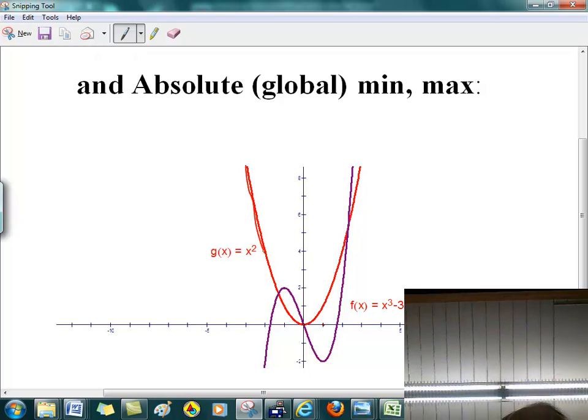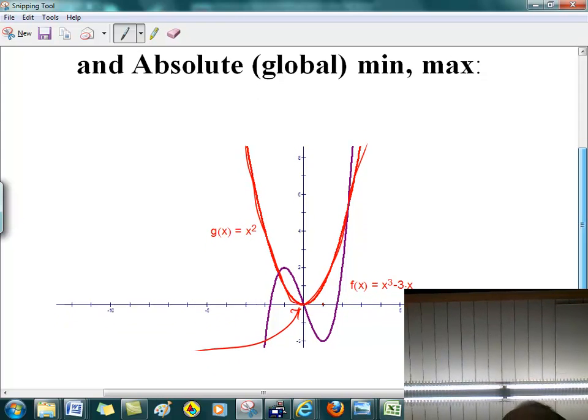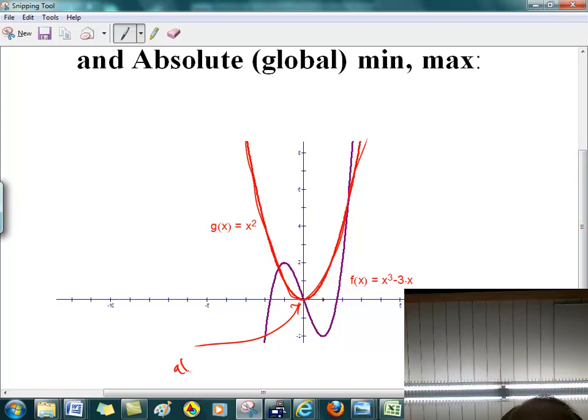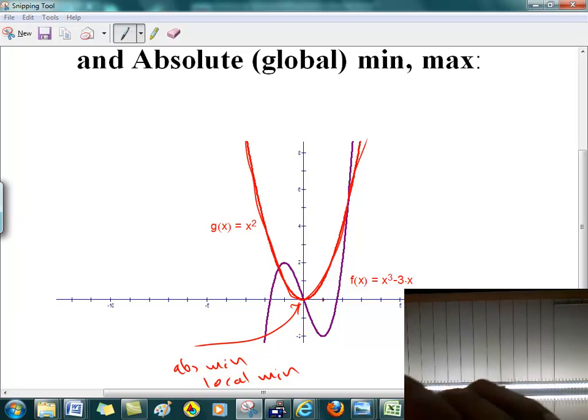That's this one here. This point here is called the absolute minimum and also the local minimum. And I'll explain the difference to you in a minute. It's more apparent when we look at the other graph. When we look at the other graph, it's much more apparent.